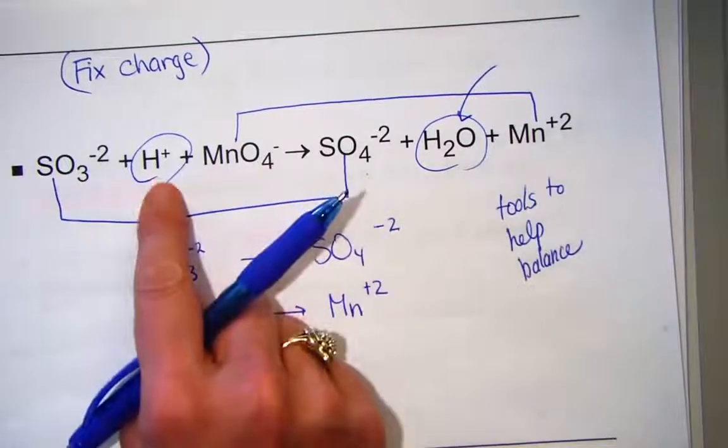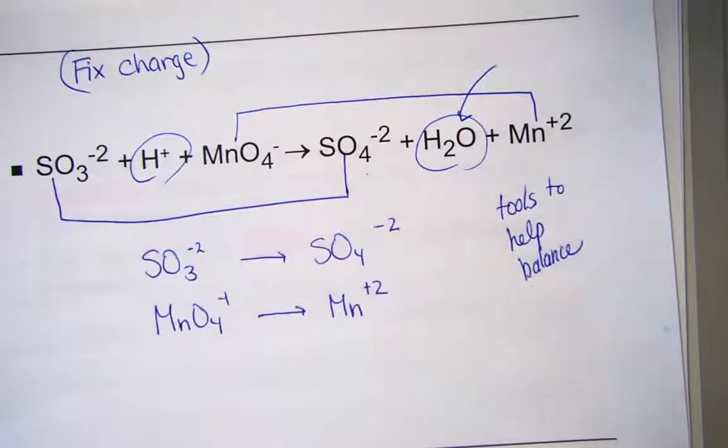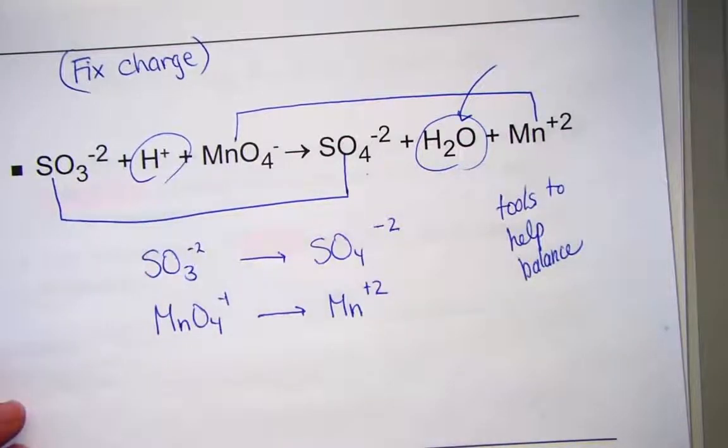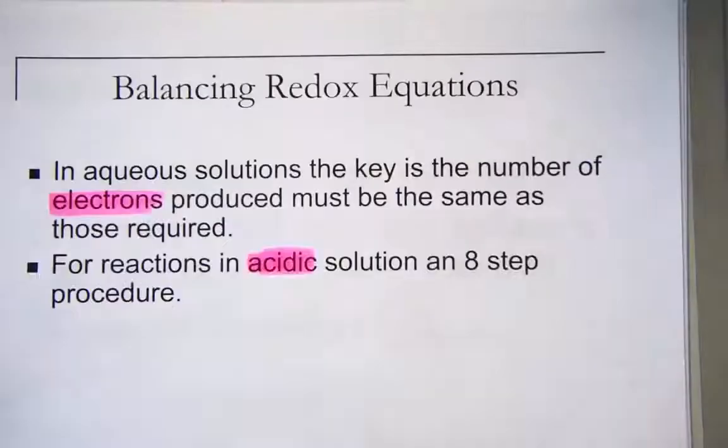In water molecules, we have hydrogen ions for acidic solutions. We have hydroxide ions for basic solutions. Those are simply tools that we'll see to help us balance. So let's take a look at those rules.